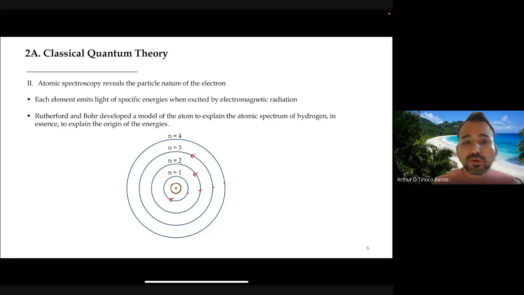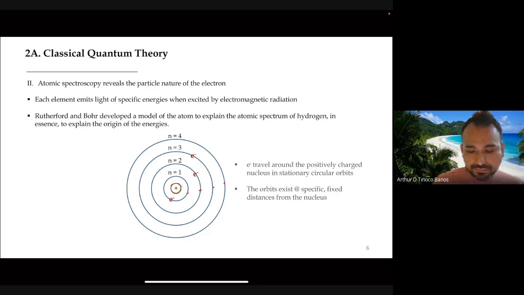All right, so let's explore the details of this model. So according to the model, electrons travel around the positively charged nucleus in stationary circular orbits. All right, so these orbits are fixed and they exist at a specific distance from the nucleus.